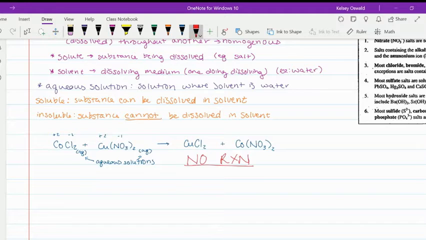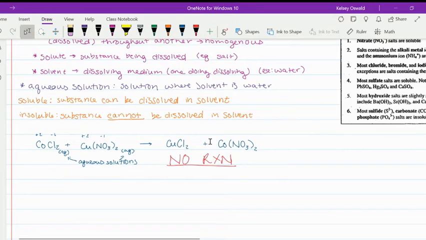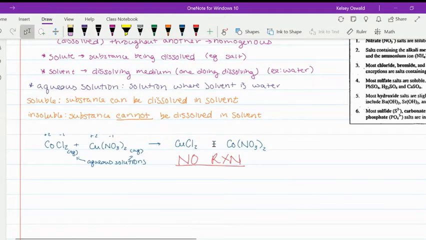So how come when we combined these two substances, we did not see any of those indicators? It has to do with the solubility of these products in water. When we have this double replacement reaction, we need to look at our solubility rules to see if we're actually going to have a reaction and make something new. Because in order for a reaction to occur, we must make something new.